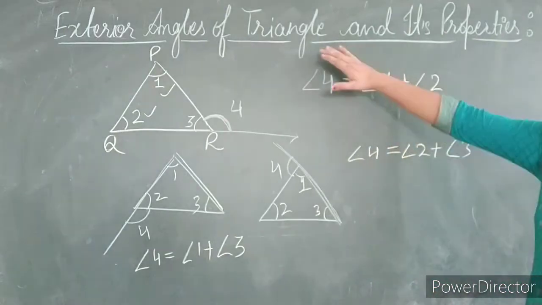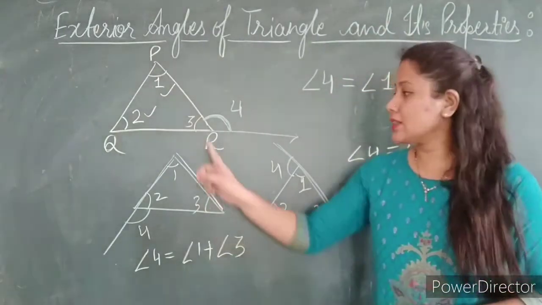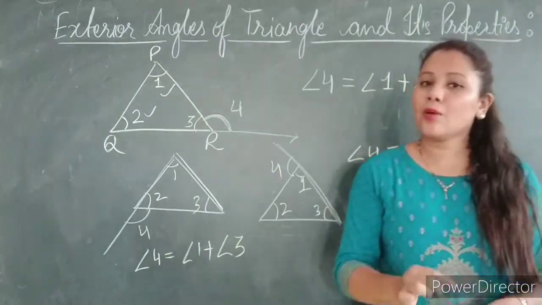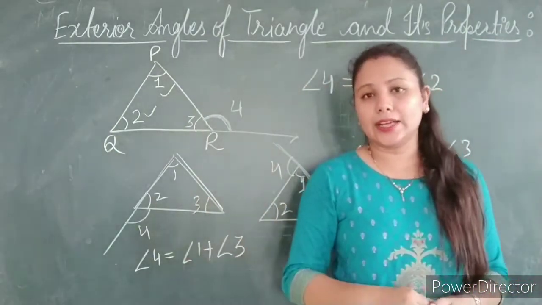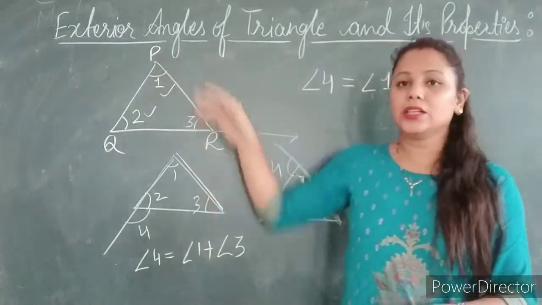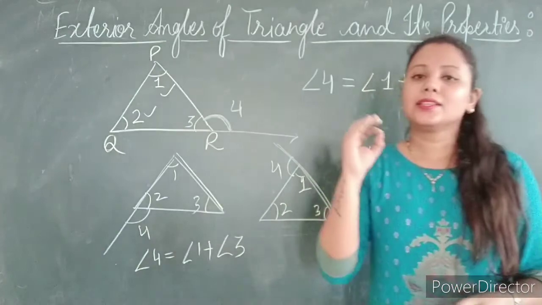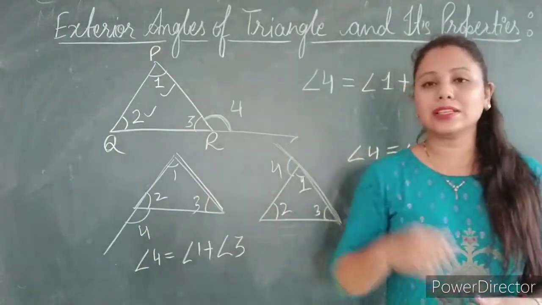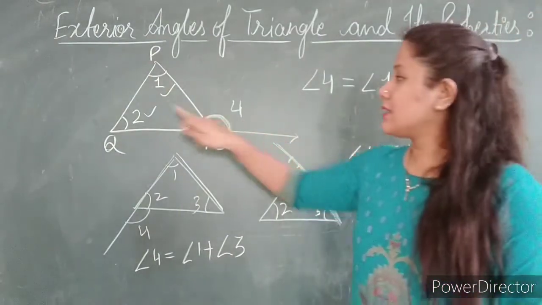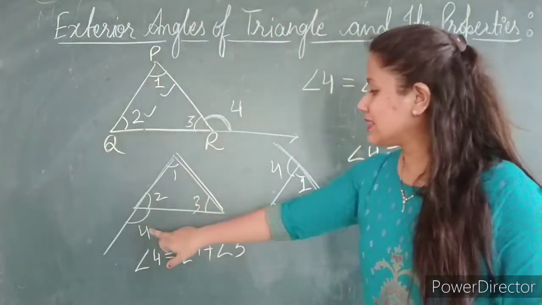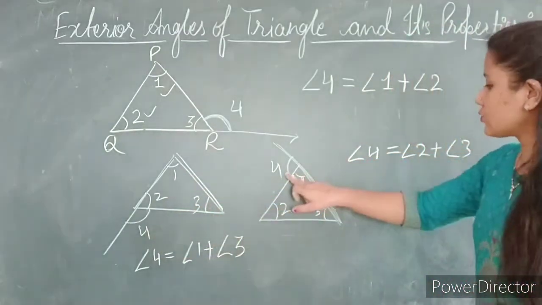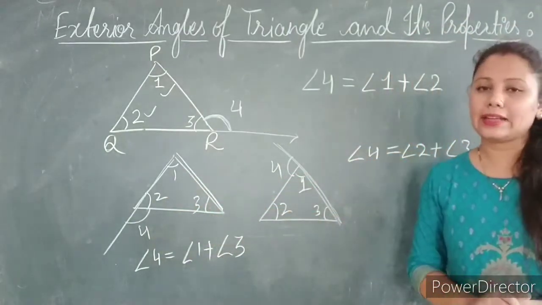Clear? And what is the exterior angle property? The value of an exterior angle is equal to the sum of the opposite interior angles. Clear? So for this figure, the opposite angles are angle 1 and angle 2. For this exterior angle, the opposite angles are angle 1 and angle 3. For this one, the opposite angles are angle 2 and angle 3.